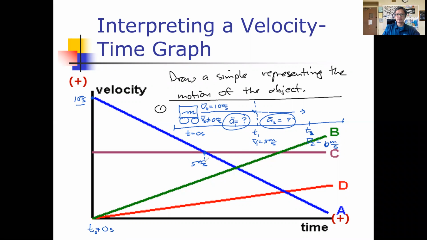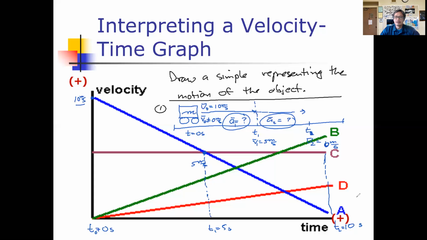Halfway through the motion, we arbitrarily called this one t1, which we said is 5 seconds later. 5 seconds later, it moves at a rate of 5 meters per second. And then finally, I think we just said 10 seconds in, t2 is equal to 10 seconds, it reaches a final velocity of 0.